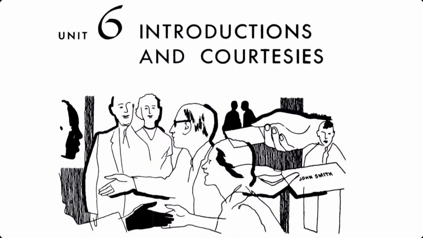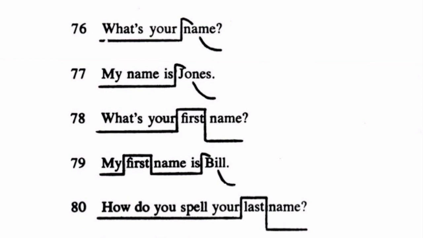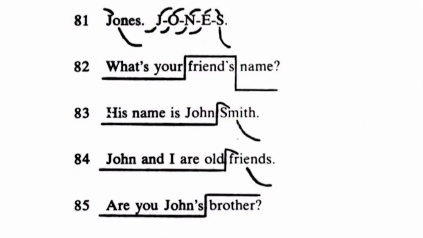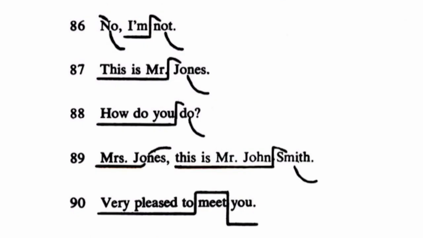Introductions and courtesies. What's your name? My name is Jones. What's your first name? My first name is Bill. How do you spell your last name? Jones. J-O-N-E-S. What's your friend's name? His name is John Smith. John and I are old friends. Are you John's brother? No, I'm not.